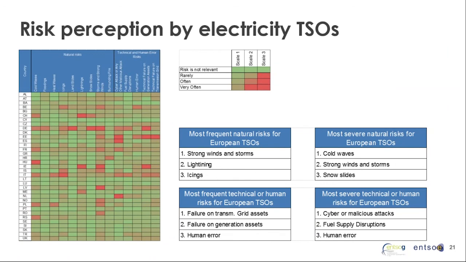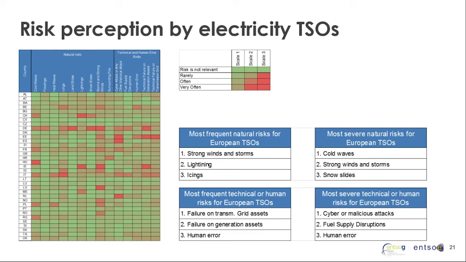For this risk perception by the TSOs, we have asked them about different risks that were natural risks or technical risks, based on both historical values but also possible identification of risk for the future. What is the frequency of the risk, and if the risk occurs, what is the severity of the risk? So the frequency would be one in 10 years, 1 in 5 years, and so on.